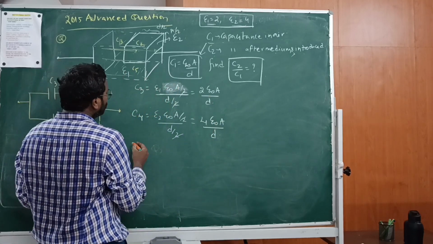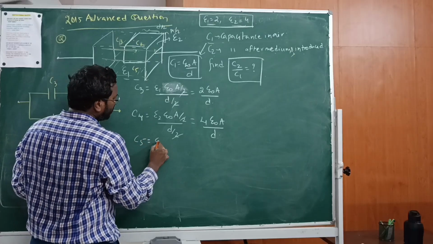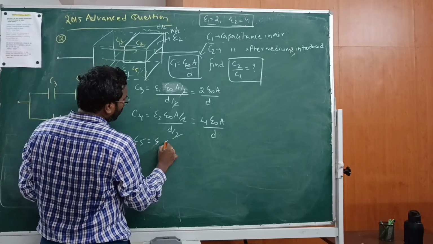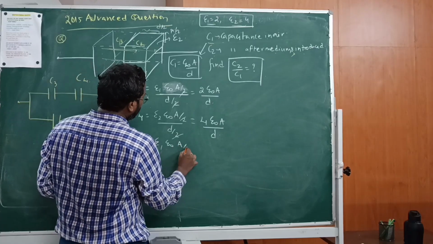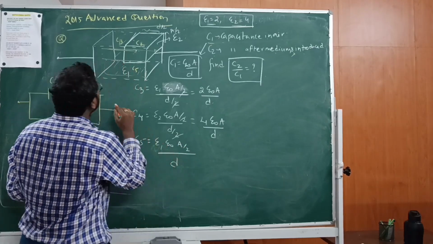Right? And what is going to be C5 here? C5 is going to be covered with epsilon naught into area A by 2, but the total distance is going to be D here.